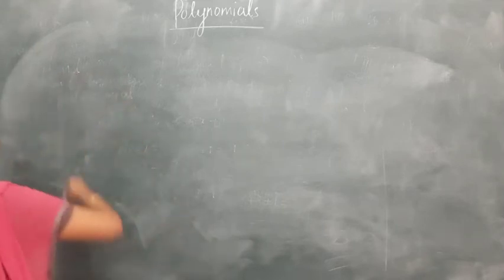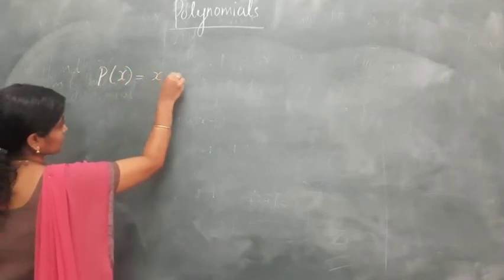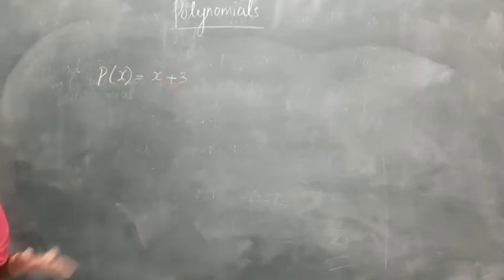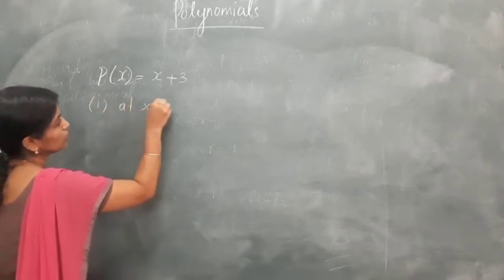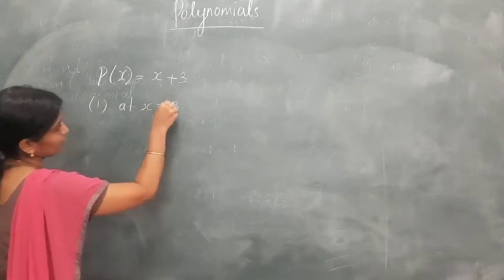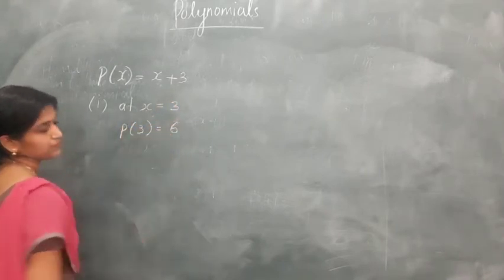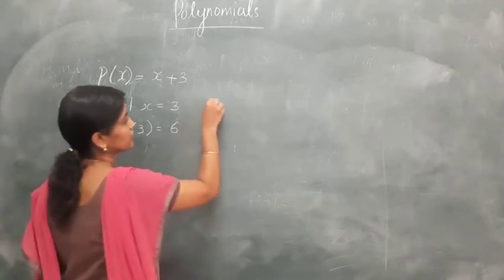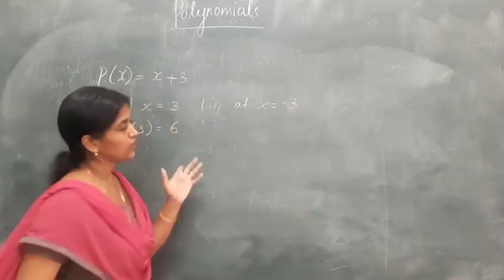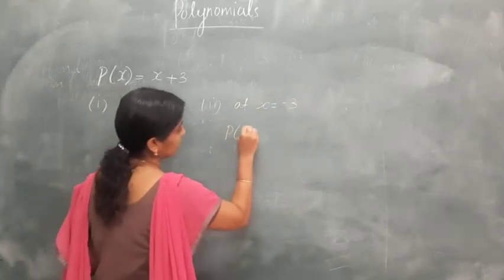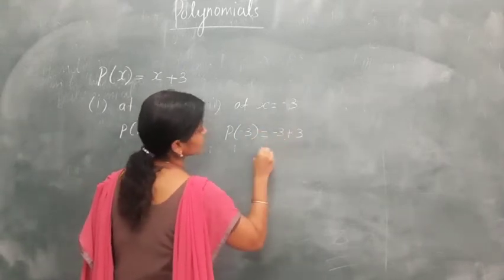So here, if I take the polynomial p of x is equal to x plus 3. First case we have seen, at x is equal to 3, we are getting p of 3 is equal to 6. Second case, if you see at x is equal to minus 3, we are getting p of minus 3 equal to minus 3 plus 3, that's equal to 0.